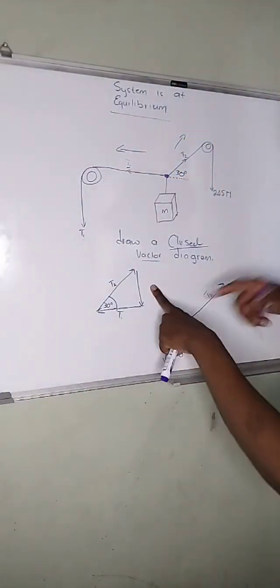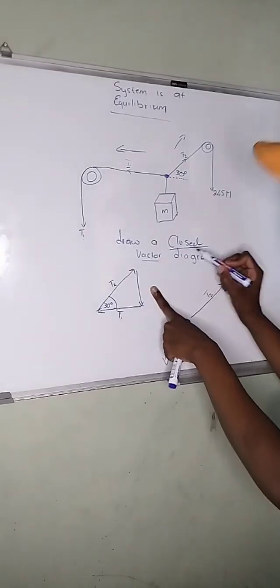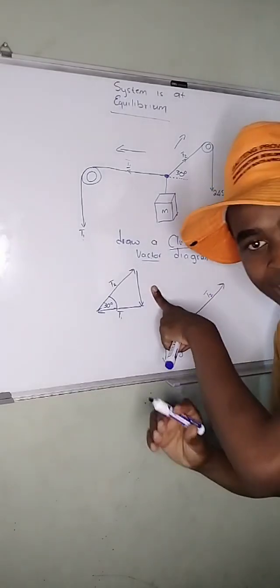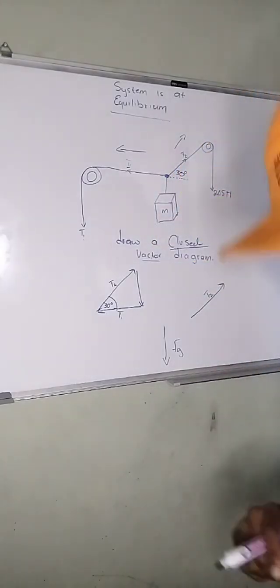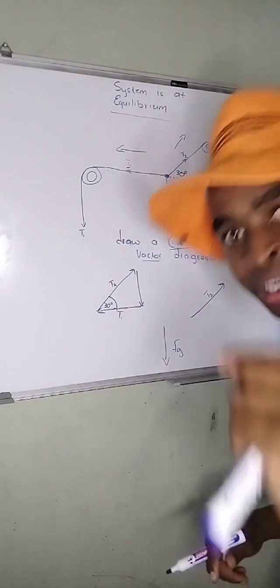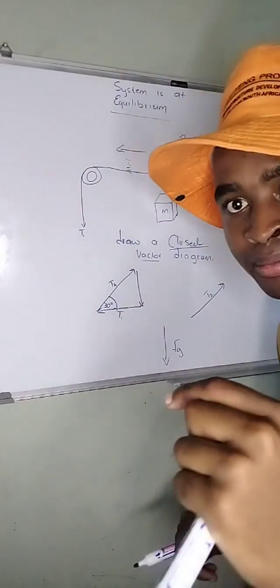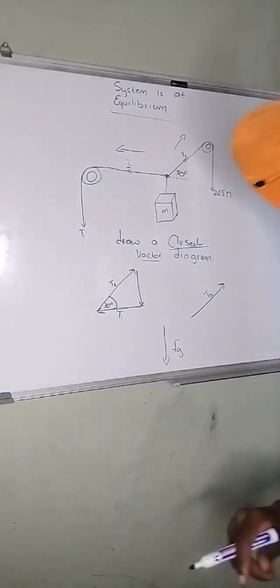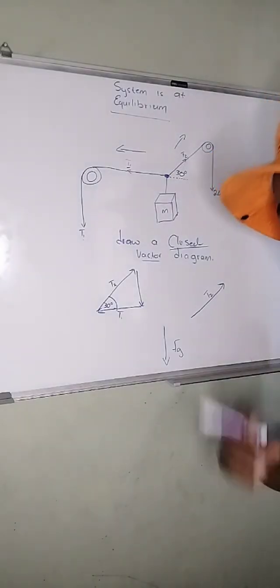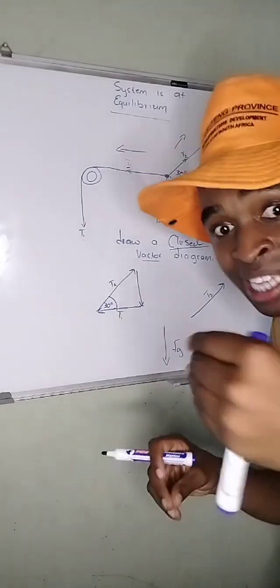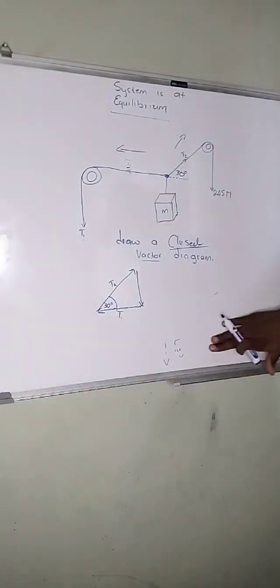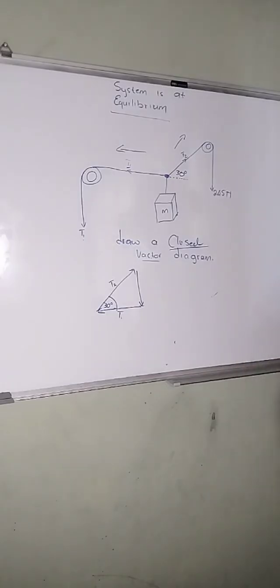And now we are done drawing the closed vector diagram. The beauty about the vector diagram, guys, is that it is a fast process. It is very fast and very convenient, more especially if you have mastered it. Now, we are done with this question.